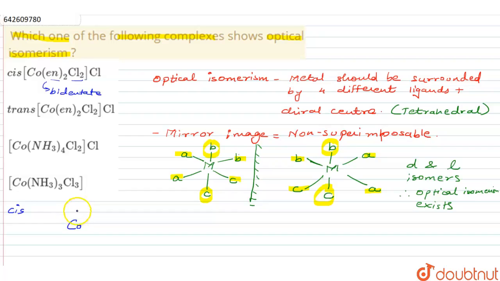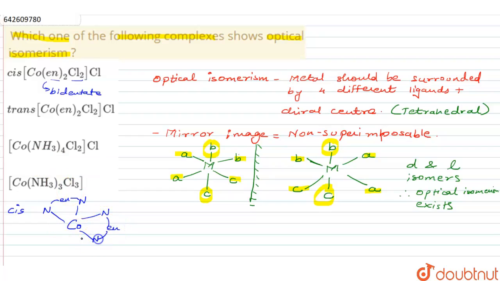So in that case, let us draw the cis isomer first. While drawing the cis isomer, this is the way you could draw it. Number 1, and the next one will be over here.